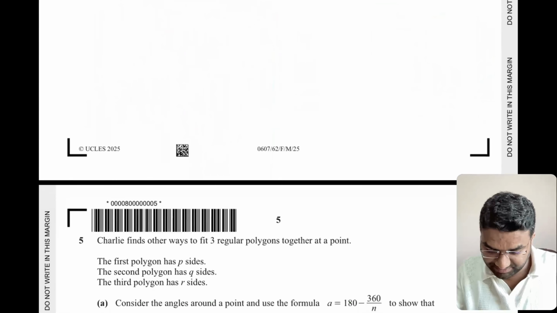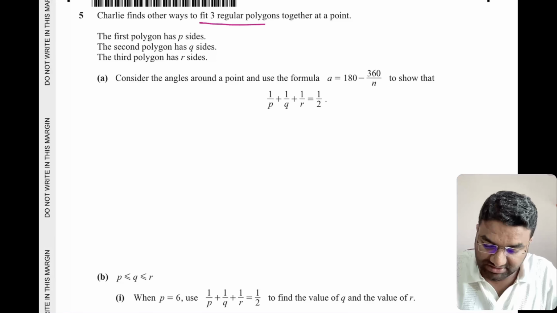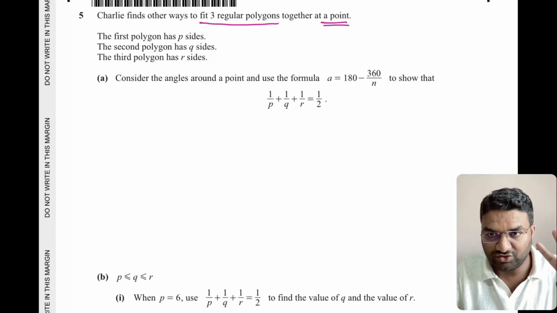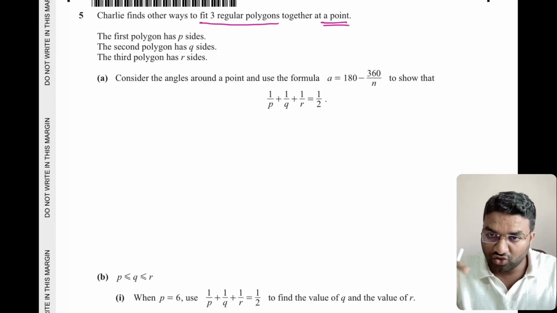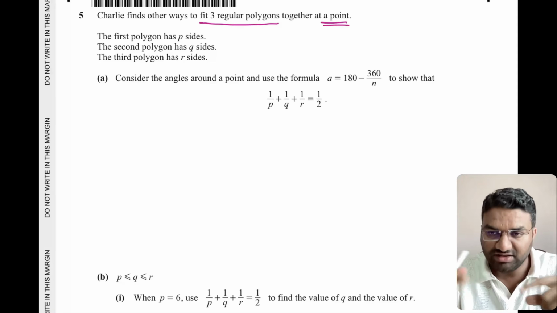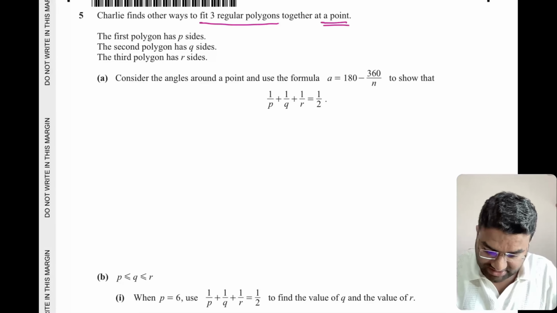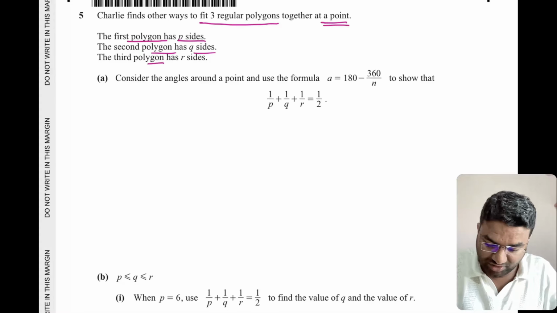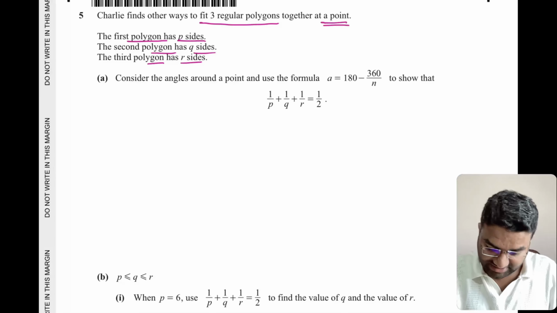Next, we have three regular polygons together at a point. We discussed two cases: one is a square fitting in with two other regular polygons, and the second is an equilateral triangle fitting in with two polygons. Here they have given that the first polygon has P sides, the second polygon has Q sides, and the third polygon has R sides. Consider the angle around the point and use the formula.